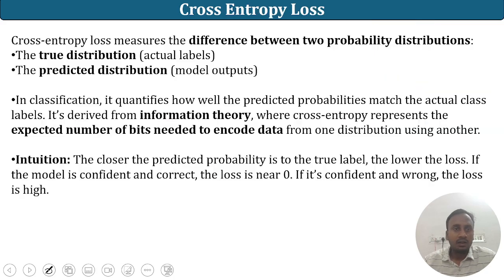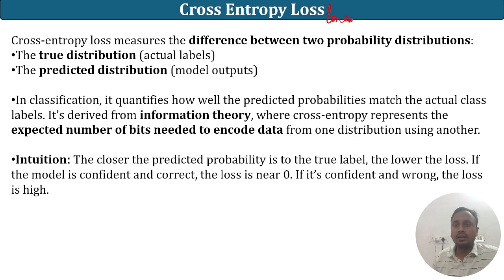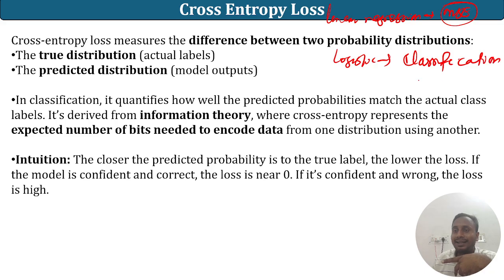Nice. So now we have the cross entropy loss. In the case of linear regression, we checked with the MSE. But in the case of logistic regression, we have to deal with classification. That classification can be binary or multi-class. So in that case, it's a probability of getting either 0 or 1. It's a probability distribution.